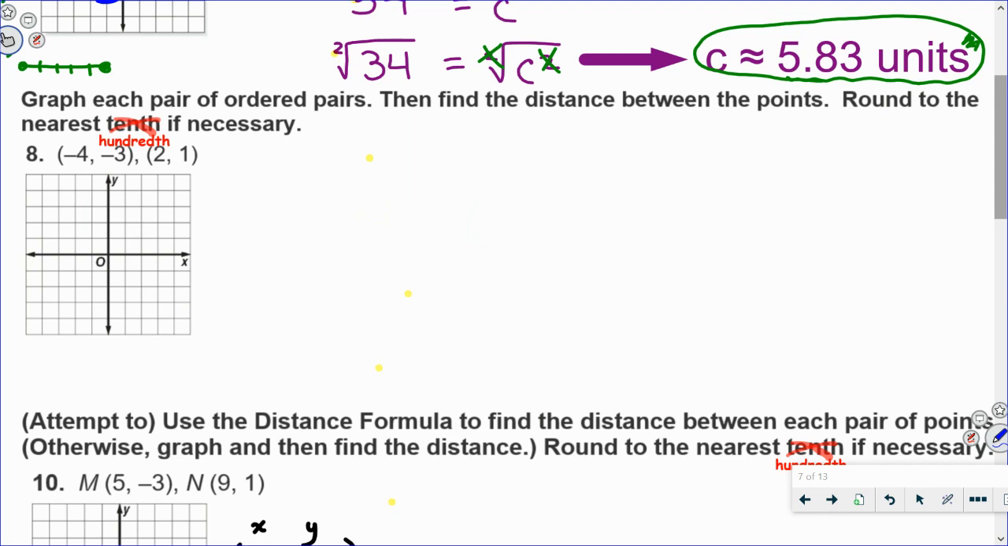Number 8, people start to get a little panicky. Mr. Callan, there's nothing graphed. Okay, so what do you think we do? We're going to graph each pair. Then we're going to find the distance rounding to the nearest hundredth.